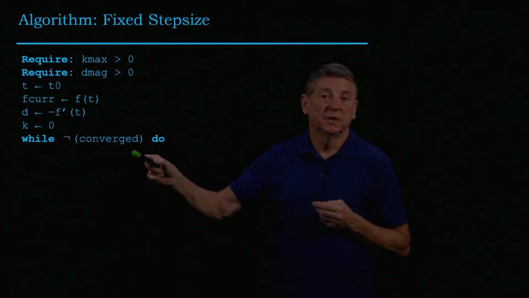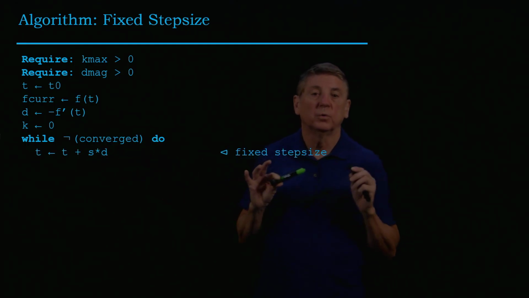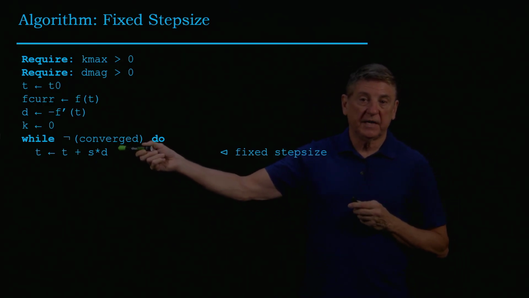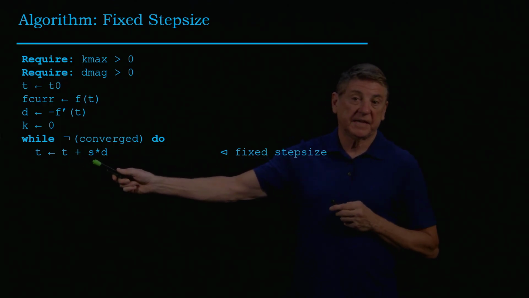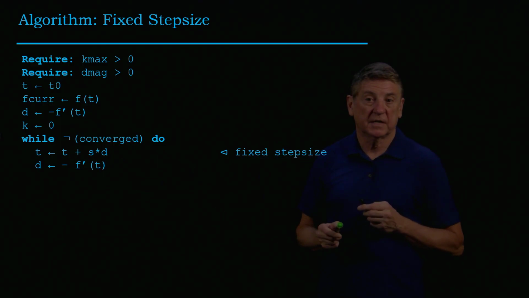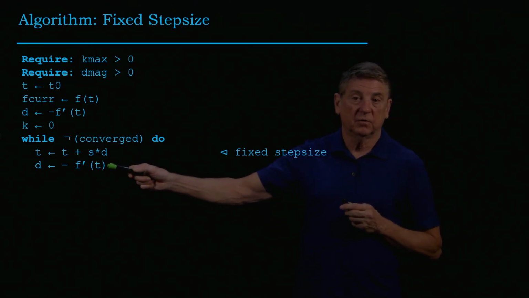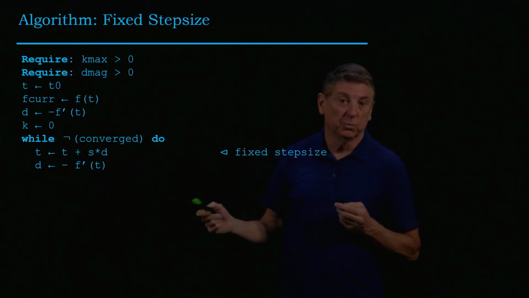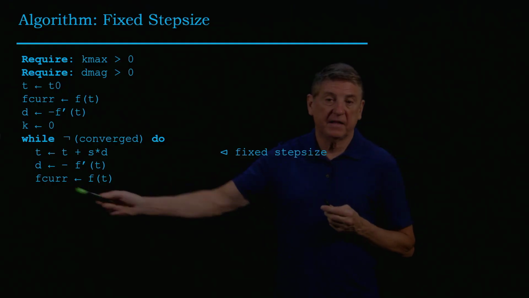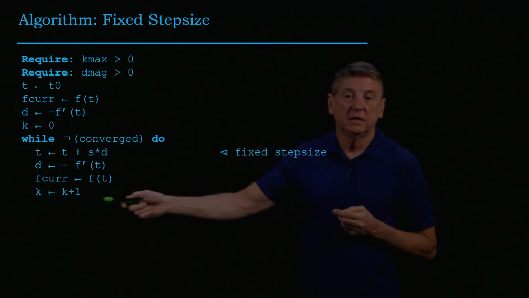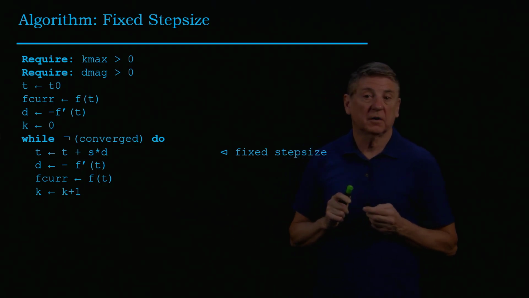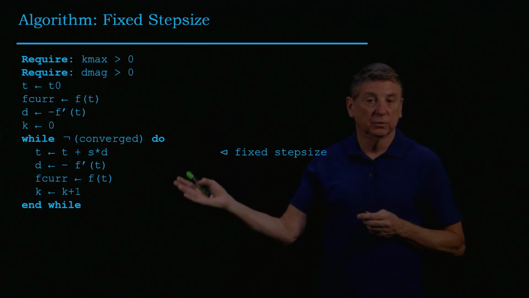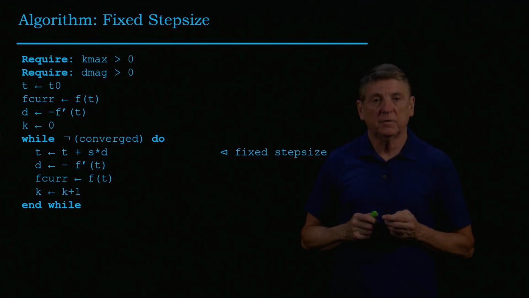So this is something that we go through in the notes. For now, we'll just say when it hasn't converged, what we do is we set our new estimate as our old estimate plus the step size times the descent direction. We set the direction now to be the negative first derivative at the new point, and we set the current value to be the function, and then we say increment our counter, and we are done. So the fixed step size computation looks simple, and it is simple, but it's a very, very powerful iteration.